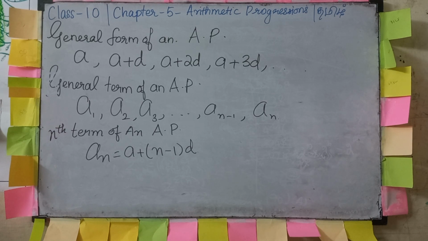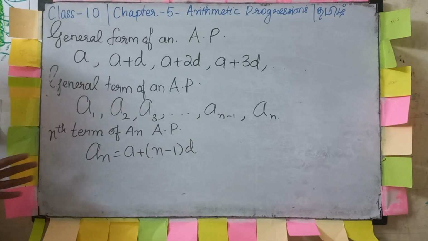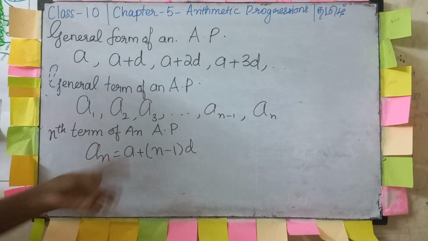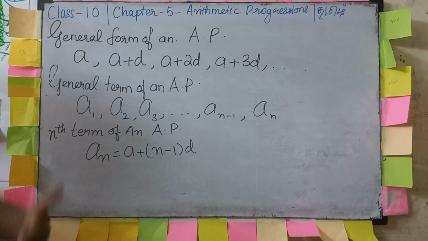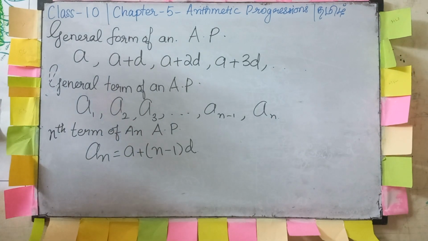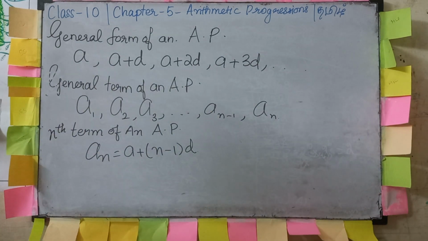This is the general form of AP, the general term of AP, the nth term of AP. A general term of AP is like term 1, term 2, term 3, that is like A1, A2, A3, like AN, the nth term. So the nth term can be represented as AN equals A plus (N minus 1) into D.